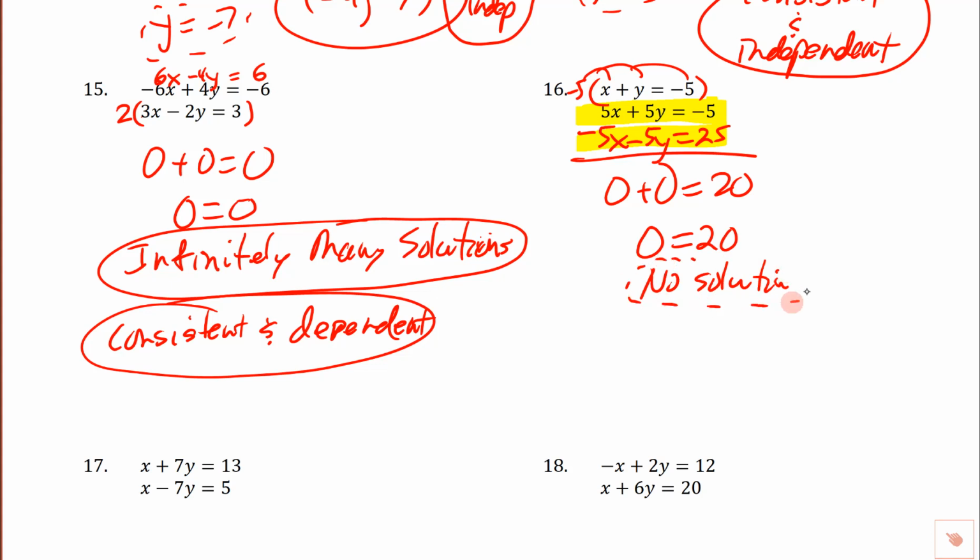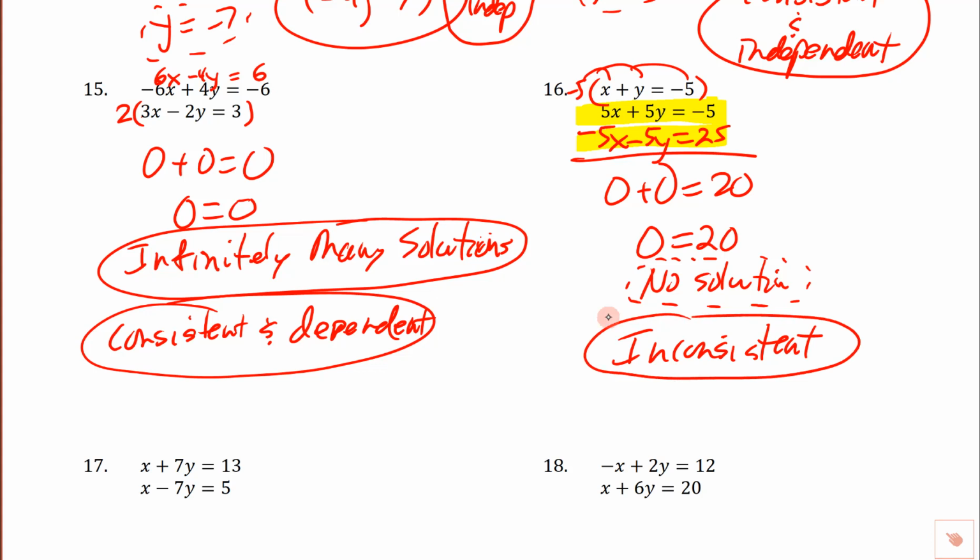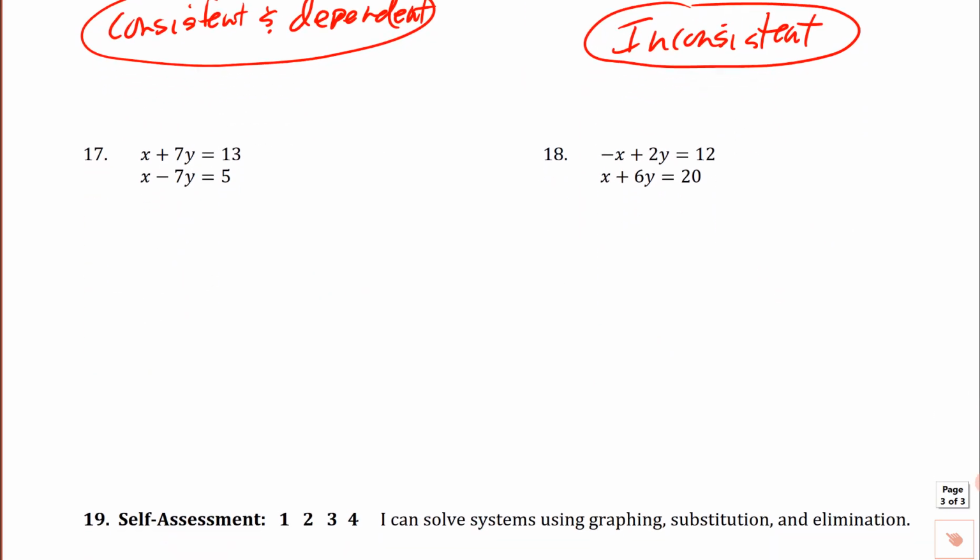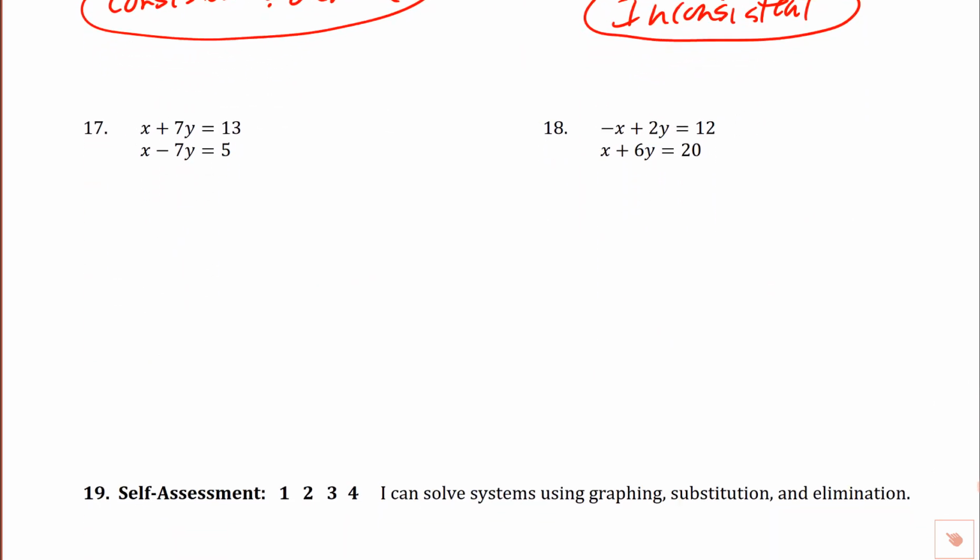And we're also going to use the correct vocabulary for this one. So do you remember what that is? It is inconsistent. Inconsistent means they don't have any points in common. So stop and think about what that would mean for the lines. Those lines would have to be parallel. Okay? So just kind of keep that in mind. We've got the last two to take a look at, and then we are all done with this. You can do the self-assessment, and hopefully you're ready to go on the test.